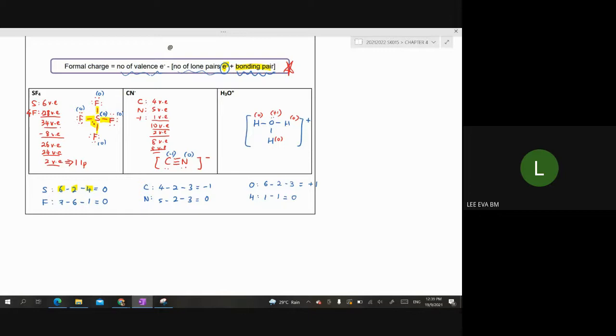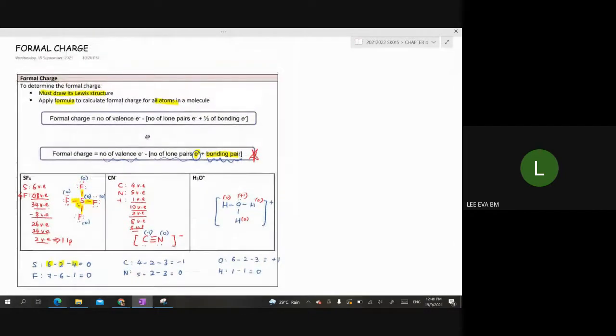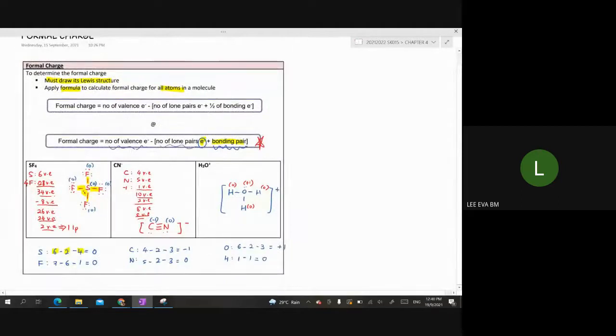Okay, is everyone clear? This part depends on your Lewis structure. So everyone, please really practice the Lewis structure. Otherwise you will mix up a lot of things, and it's hard to catch up too.